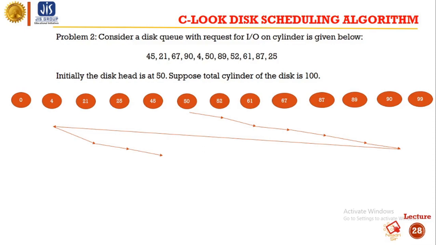Okay, so I think we are able to understand what the differences are. Okay, so if we move in the other direction, what will we do? From 50 it will move to 45. From 45 it will move to 25. From 25 it will move to 21. From 21 it will move to 0. From 0 it will move to 99. From 99 to 89. From 89 to 87. From 87 to 67. From 67 to 61. And from 61 it will move to 52. Okay, so this is how it will work.